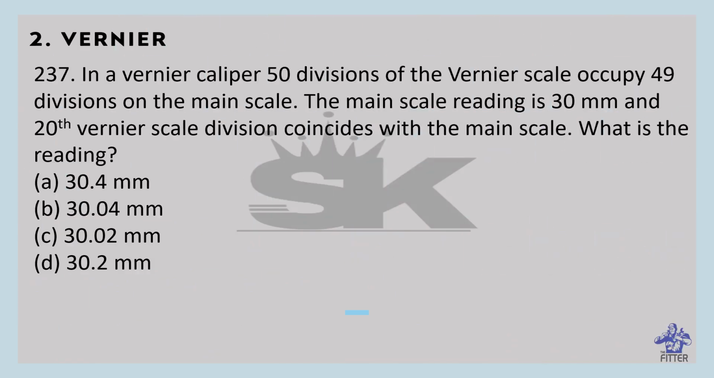In a vernier caliper, 50 divisions of the vernier scale occupy 49 divisions on the main scale. The main scale reading is 30 mm and the 20th vernier scale division coincides with the main scale. What is the reading? First of all, we have to find the least count, which equals 1 minus MSD by VSD. So that equals 1 minus 49 upon 50, which equals 1 by 50. So that is 0.02 mm. Okay. So least count is 0.02 mm.